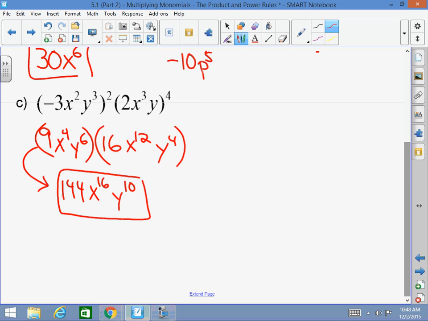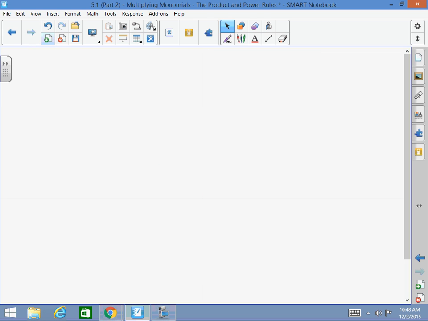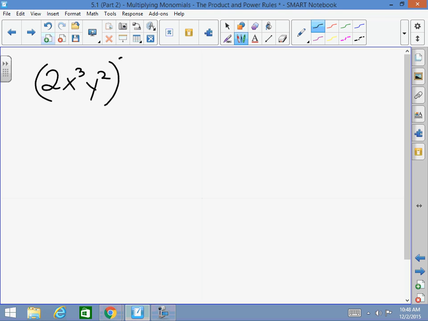Okay? We got time. Let's do some more practice. I'll just create some by hand real quick. Let's do another example. How about this one? 2x cubed y squared, cubed times x to the 4th y squared. Simple. Okay. What do we got here first?